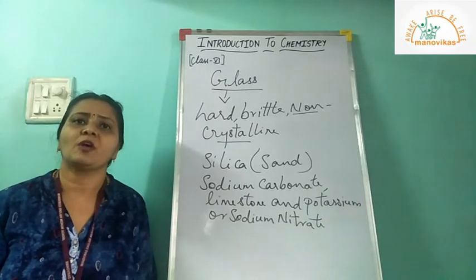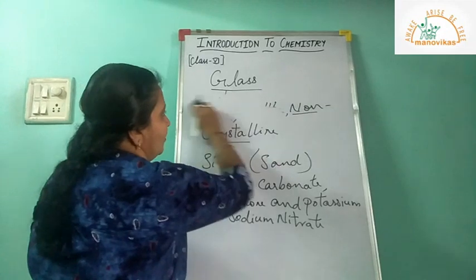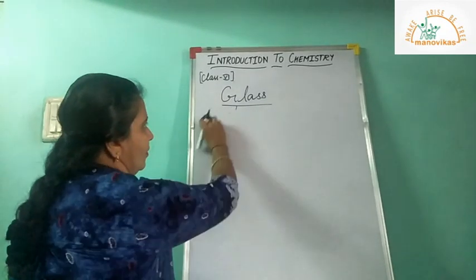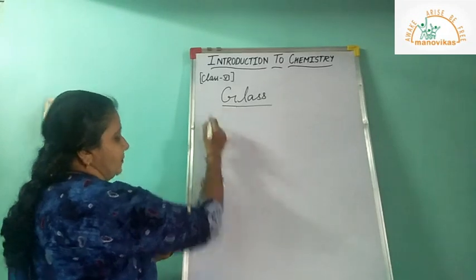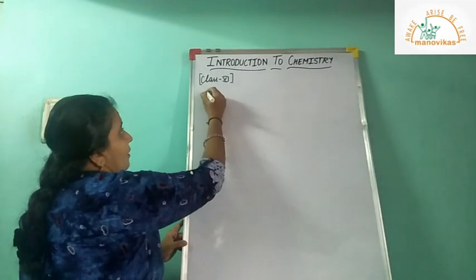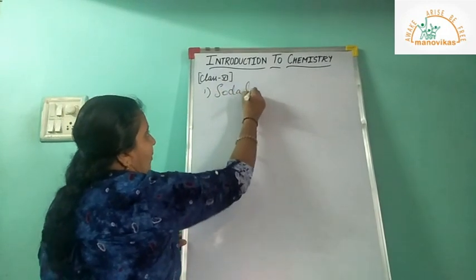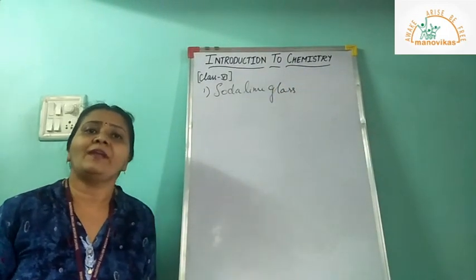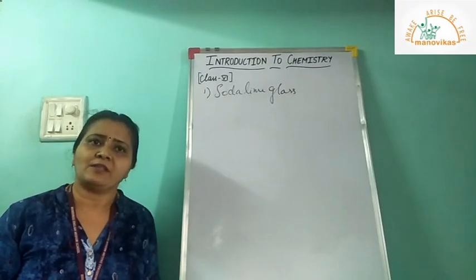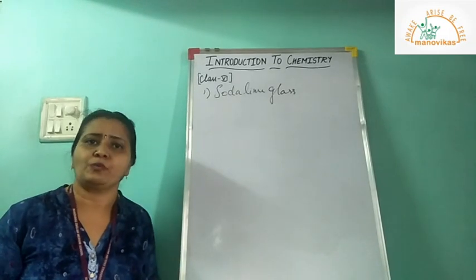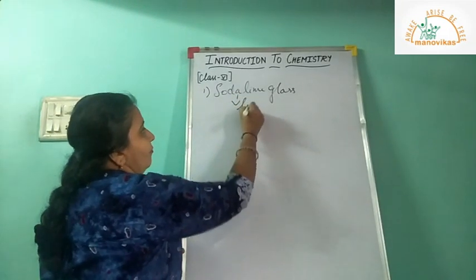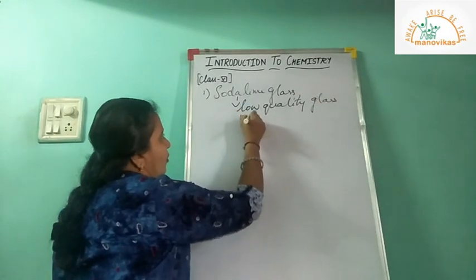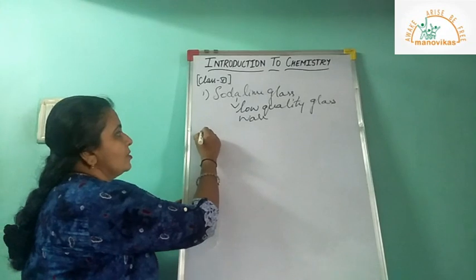Now let us discuss a few types of glasses. The first one is the soda lime glass. Soda lime glass is mainly used in drinking tumblers, window panes, etc. Low quality glassware is used.